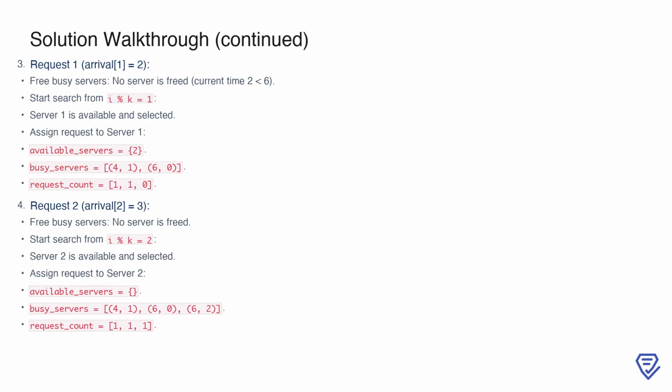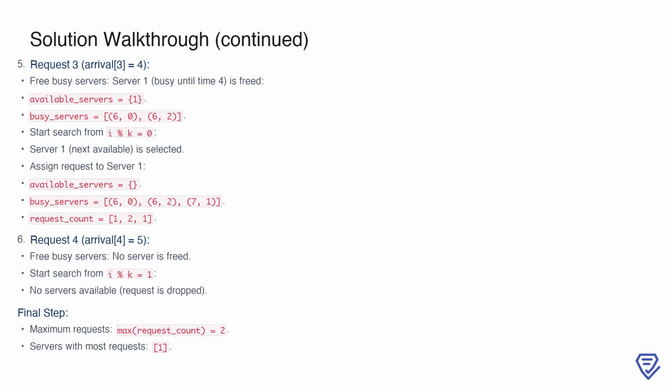Next, request 2 arrives at time 3. Again, no servers are freed because the current time is still less than the next available time. The search begins from index i%k equals 2, and server 2 is available and selected. Server 2 is marked as busy until time 6, and the busy_servers heap is updated accordingly. At this point, all servers are busy, and request_count shows each server has handled 1 request so far. Now, request 3 arrives at time 4.